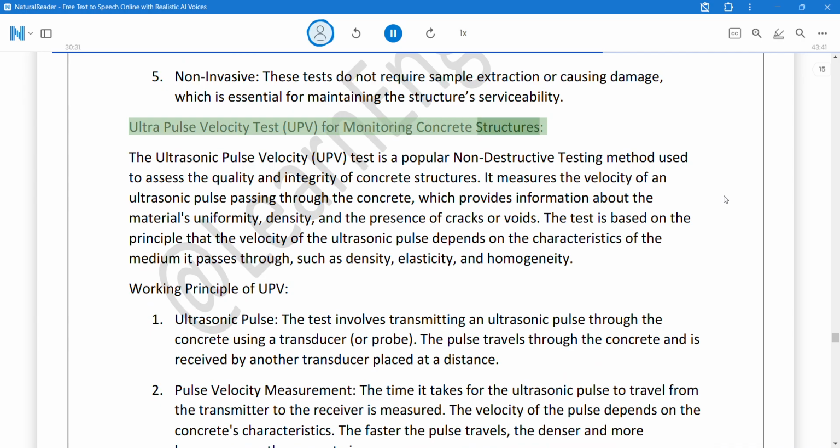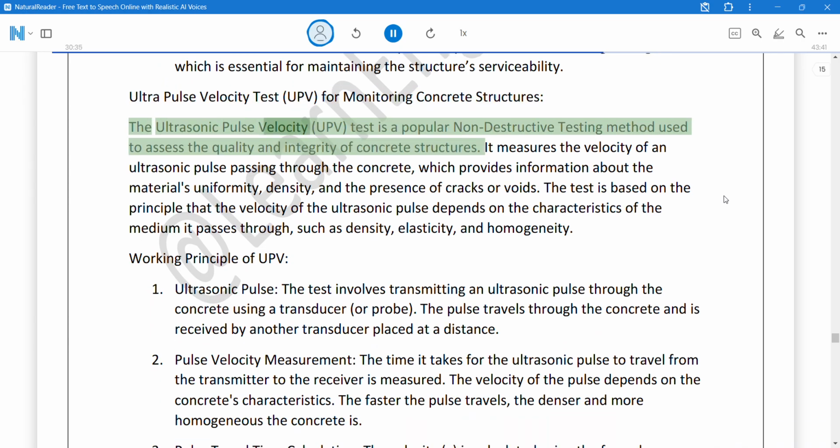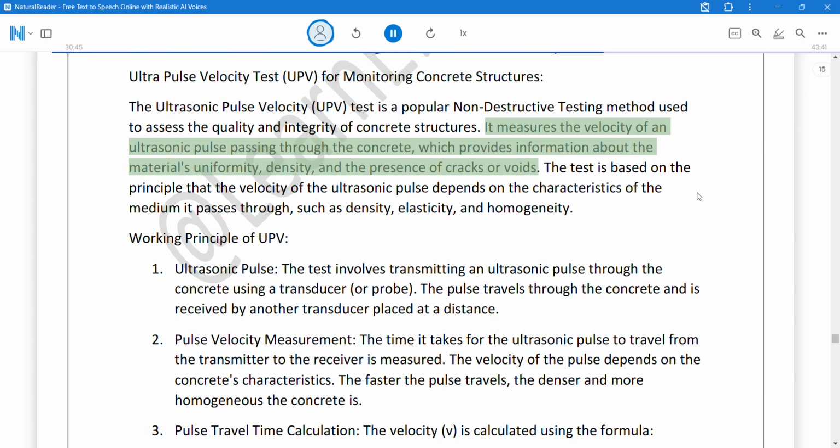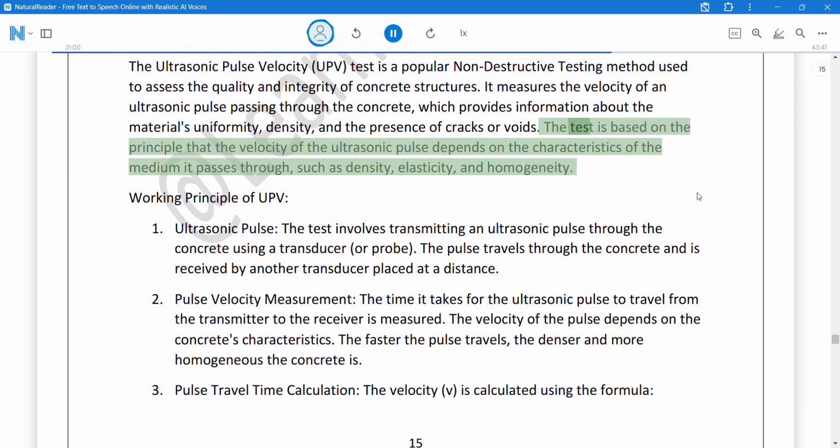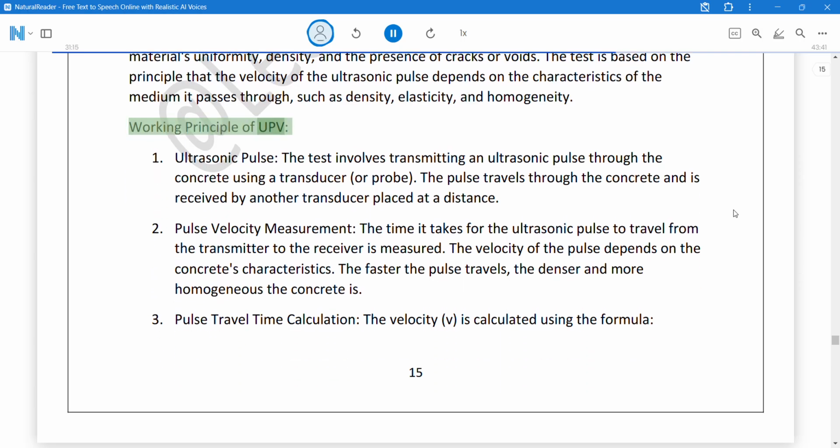Ultrasonic pulse velocity test for monitoring concrete structures. The ultrasonic pulse velocity test is a popular non-destructive testing method used to assess the quality and integrity of concrete structures. It measures the velocity of an ultrasonic pulse passing through the concrete, which provides information about the material's uniformity, density, and the presence of cracks or voids. The test is based on the principle that the velocity of the ultrasonic pulse depends on the characteristics of the medium it passes through, such as density, elasticity, and homogeneity.